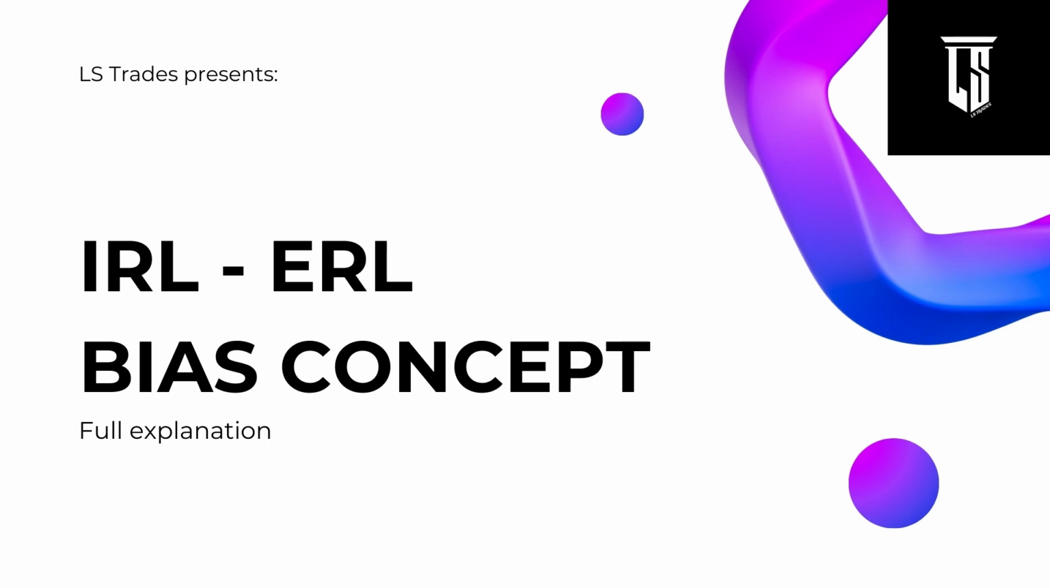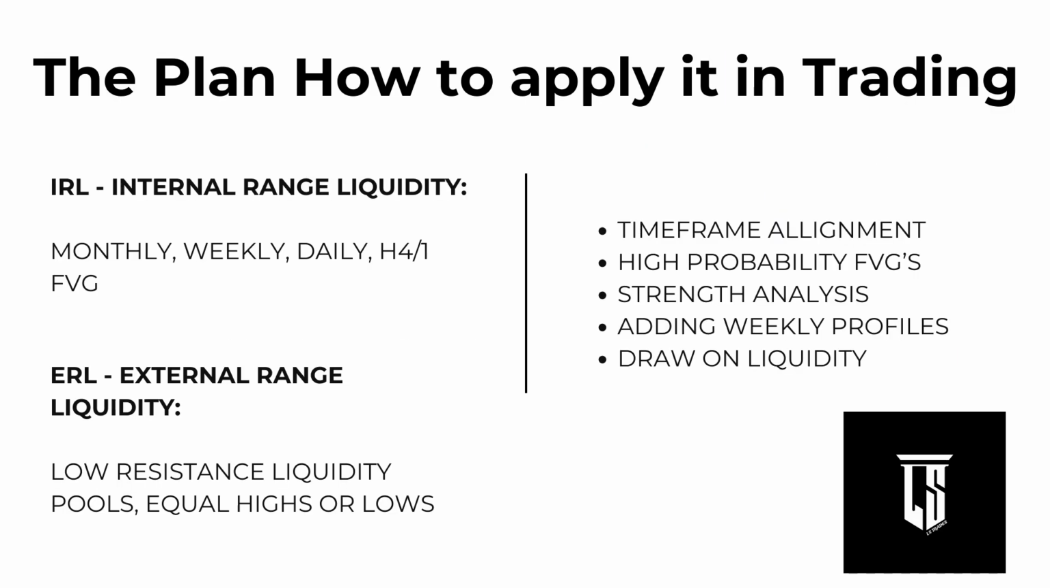So guys, I will introduce you to IRL to ERL, the concept for my bias, what I am using, what ISCT is using, but I will make a full explanation of it, okay? How to apply it in trading. So IRL stands for internal range liquidity, and it's a monthly, weekly, daily, H4 or H1 FVG. ERL stands for external range liquidity, and this is a low resistance liquidity pool or equal highs, equal lows.